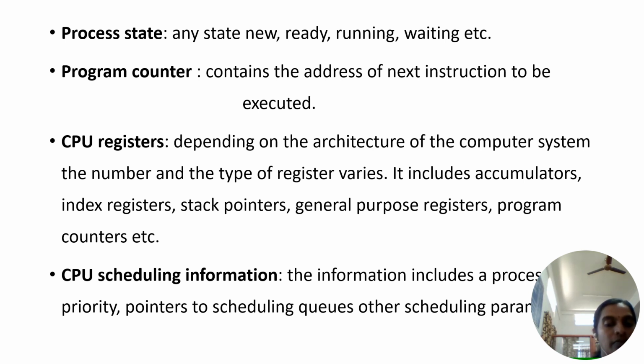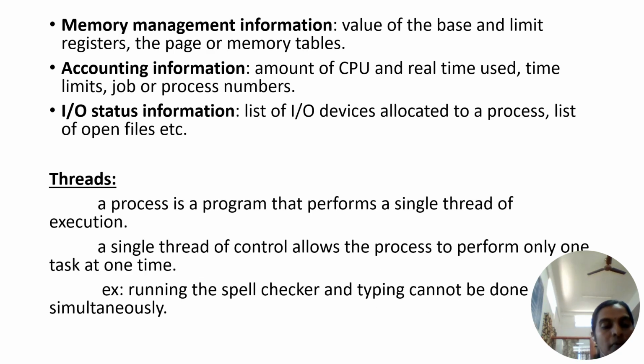Next, scheduling information. This scheduling information consists of the priority assigned to a process, the pointers to the scheduling queues, or any other scheduling parameters. That is the CPU scheduling information. Next, the memory management information. It includes the base address of the memory, the limit or last address of the memory, page limit, the memory tables, and the page tables.